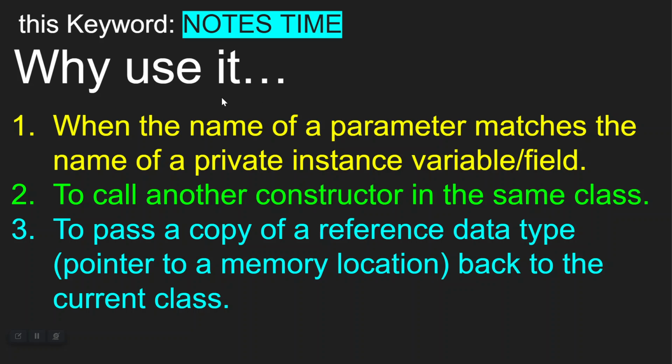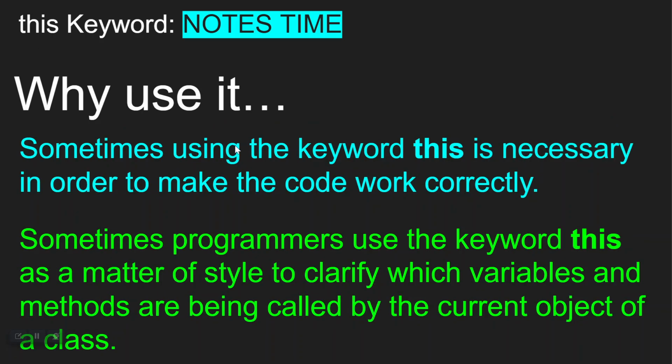All right, so why do we use this? We use this when the name of the parameter matches the name of a private instance variable or a field. We've already known that one. We can use the keyword this to call another constructor in the same class. And then you can also use the keyword this to pass a copy of the reference data type, or a copy of the pointer to the memory location, back to the current class. We're going to look at some examples of these, because just looking at the wording here can be a little bit confusing.